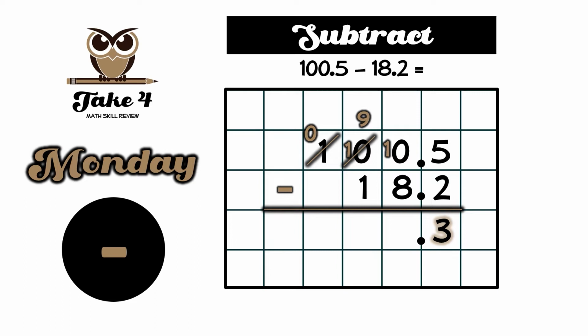Now we can subtract. 10 take away 8 equals 2. 9 take away 1 equals 8. 0 take away nothing equals nothing. Our answer is 82 and 3 tenths.